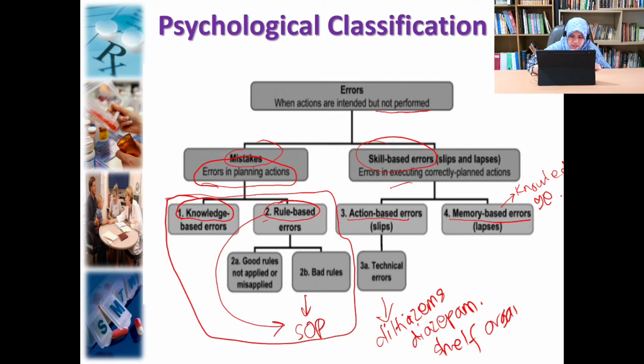The memory-based error, or we call it lapse, is the knowledge error. For example, you forget about something or you don't know about something, and that is included in the memory-based error. For example, a pharmacist gives penicillin but doesn't ask if the patient has any allergies to the antibiotics.